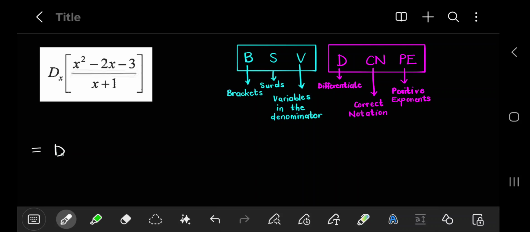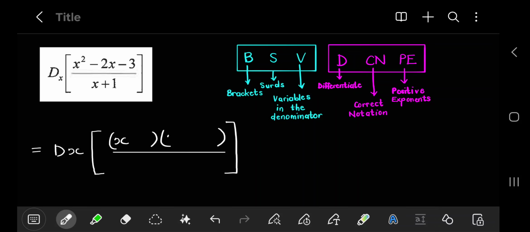Now, I need you guys to notice something important. The numerator that you have is given in a certain format. We've got x squared minus 2x minus 3. That is actually a trinomial. It is a quadratic trinomial, so we can factorize. Let's open up 2 brackets. Since we have x squared, we're going to fill in x and x. Now, we've got negative 3.